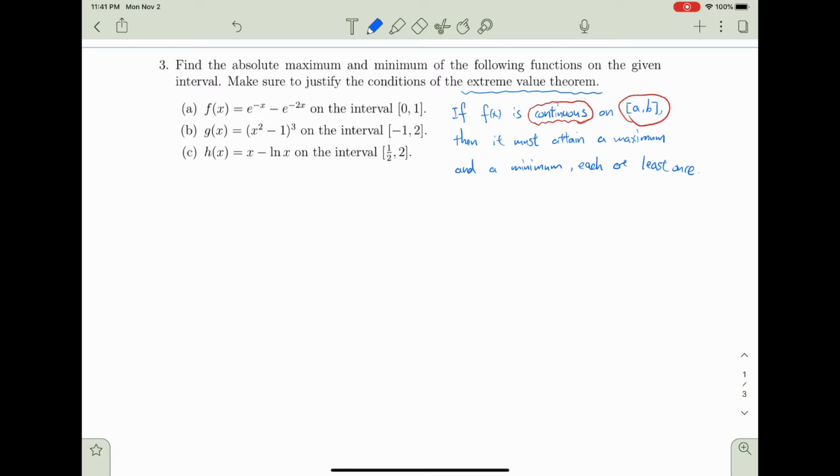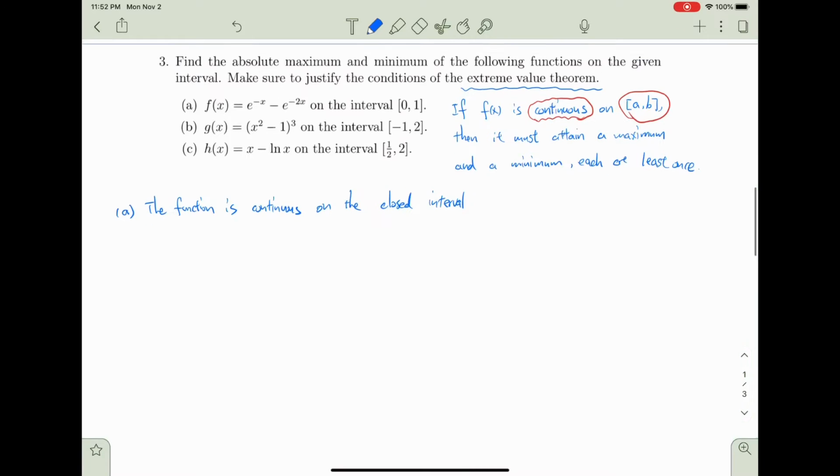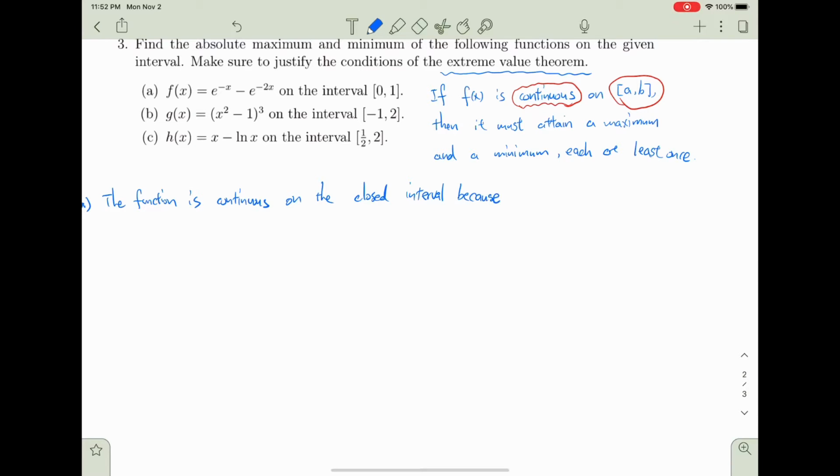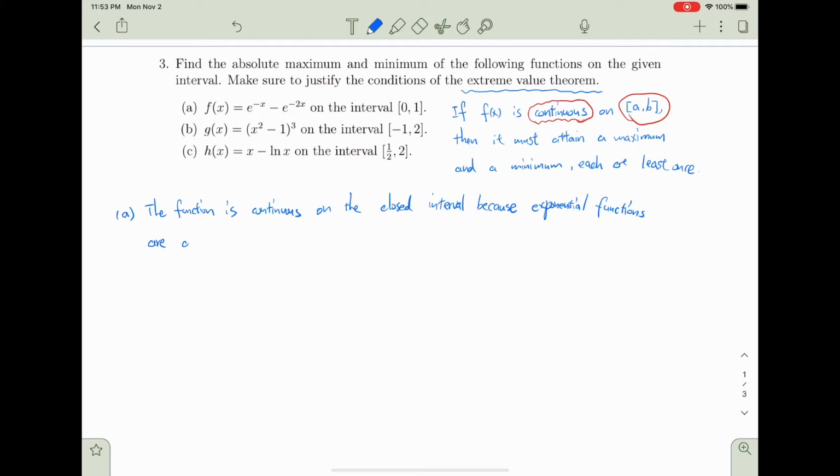Let's be more specific about that. For the function in part A, it's continuous on the closed interval because exponential functions are always continuous. Okay.